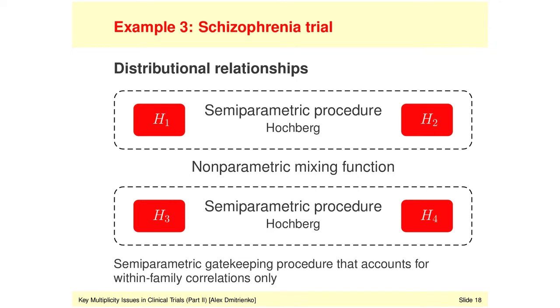And that is because, once again, we do not know the between family correlation coefficient. So, to summarize, the three building blocks would define a semi-parametric gatekeeping procedure that accounts for the within family correlations, but we cannot account, once again, for the between family correlation because the correlation is unknown to us.